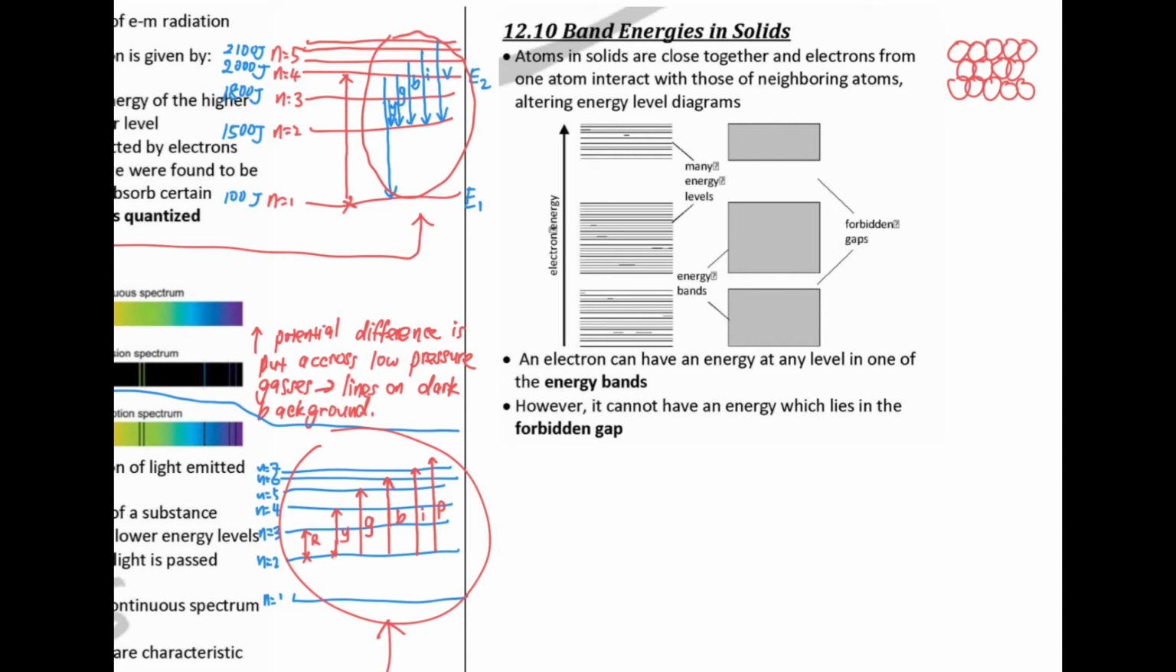Okay, so just for your information, this happens in solids. In gas, the atoms are not close to each other, and in that case, the energy level diagram will be like this. So this kind of energy level diagram is for gas, and this kind of energy level diagram is for solid. Of course, this is the more complicated version.